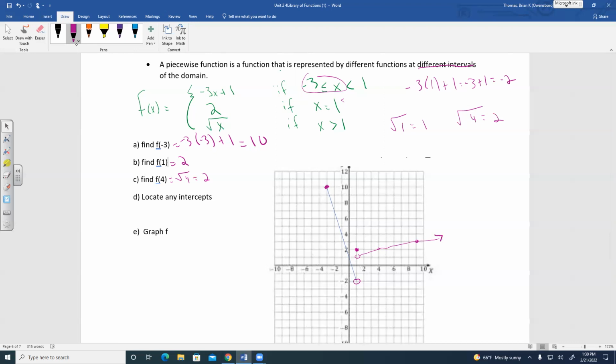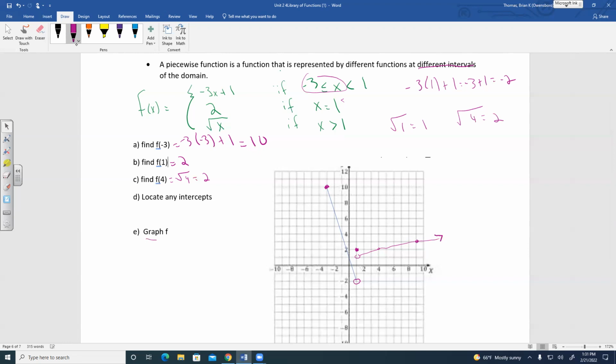So based on the graph, we kind of see that there are three pieces to this graph. The first part's this line. The second part's this constant of just this one dot. And then the third part is the square root function. And that's what we see as these three pieces that we have to graph.